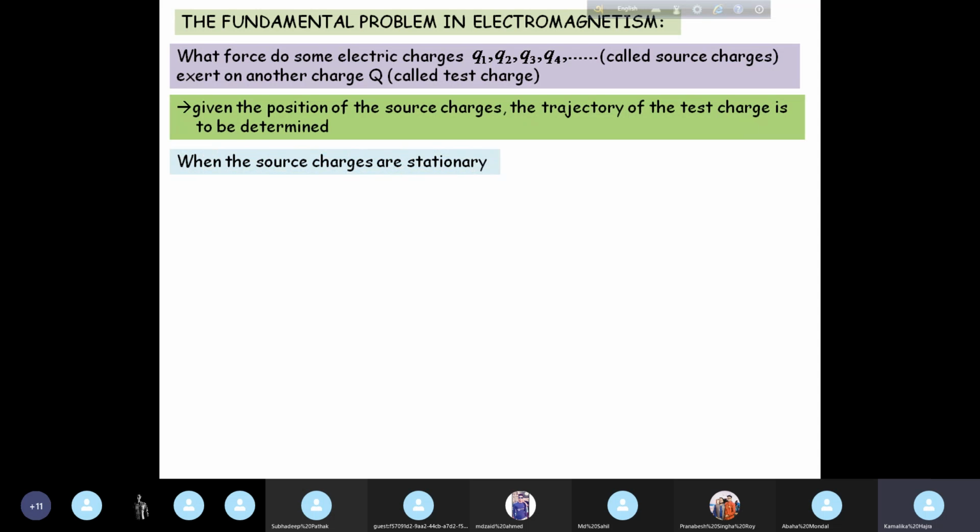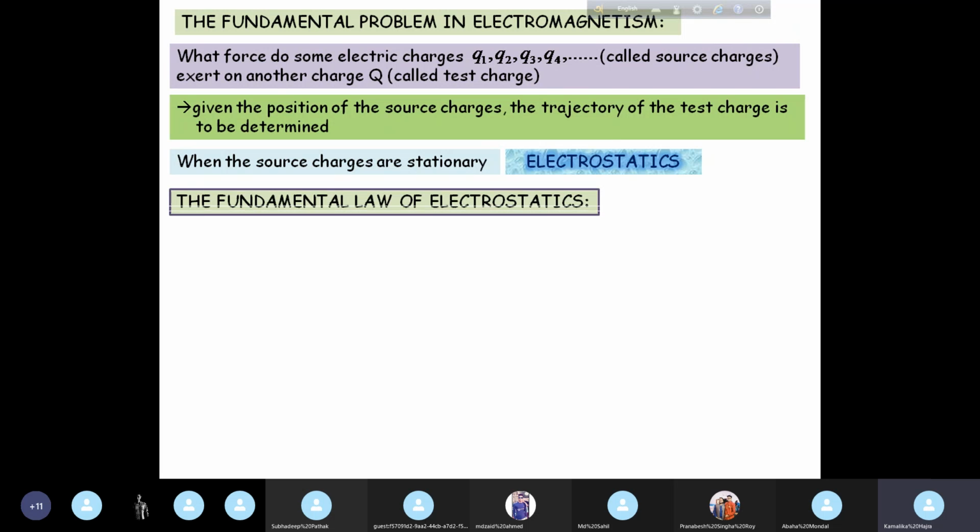And when the source charges are stationary, that is when Q1, Q2, Q3, etc., the source charges, are not moving, then the topic is named electrostatics. Static means something which is not moving. So this is the general problem: what is the force exerted by the source charges on the test charge. And we now go into the specific problem when the source charges are static, and that particular case is the case of electrostatics.